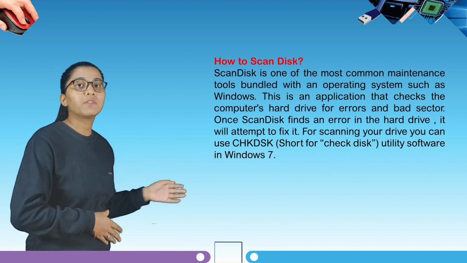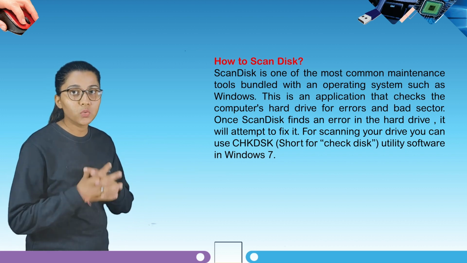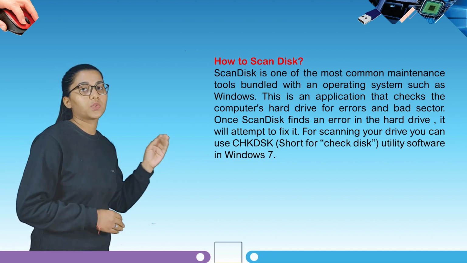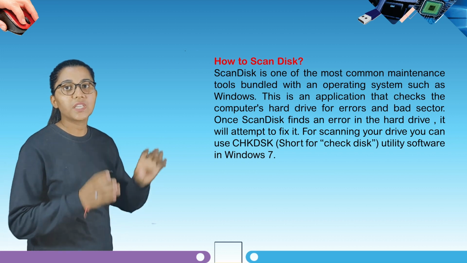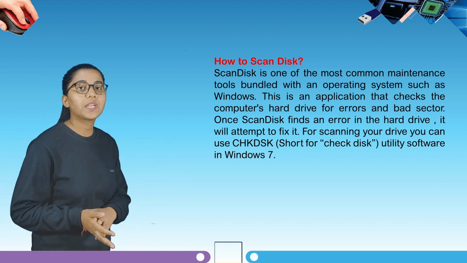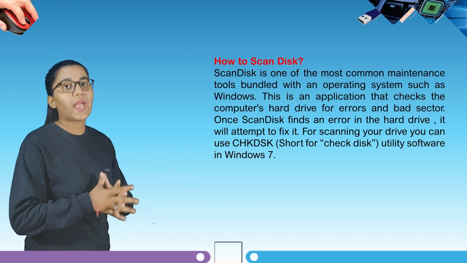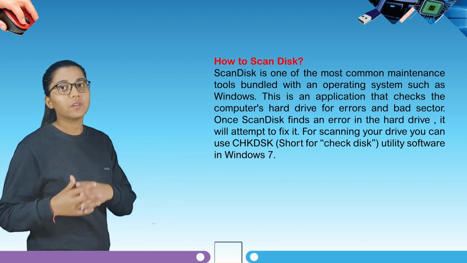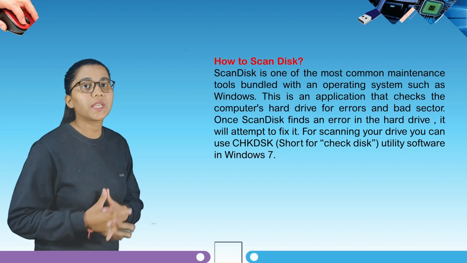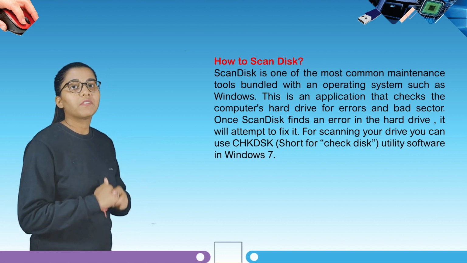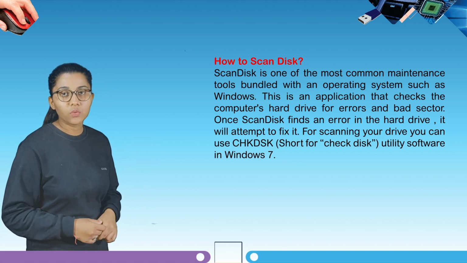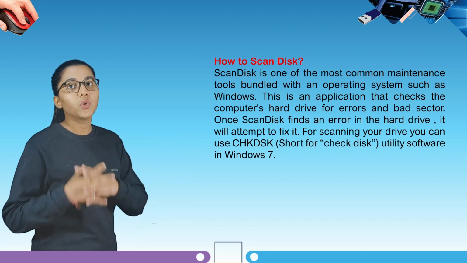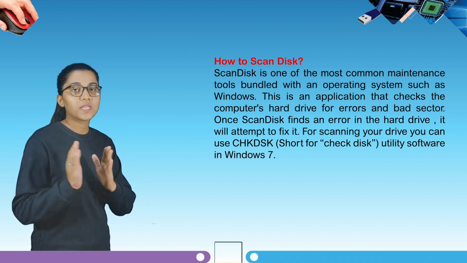Scan disk is one of the most common maintenance tools bundled with an operating system such as Windows. This is an application that checks the computer's hard drive for errors and bad sectors. Once scan disk finds an error in the hard drive, it will attempt to fix it. For scanning your drive, you can use Check Disk, short for CHKDSK, utility software in Windows 7.